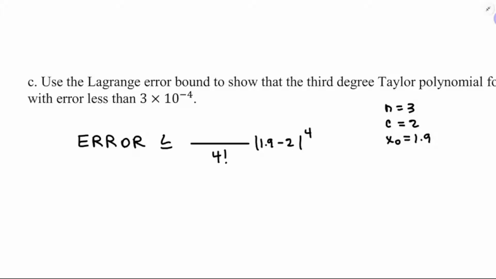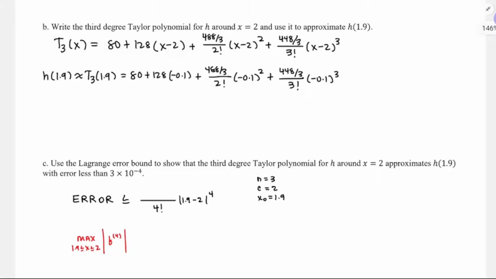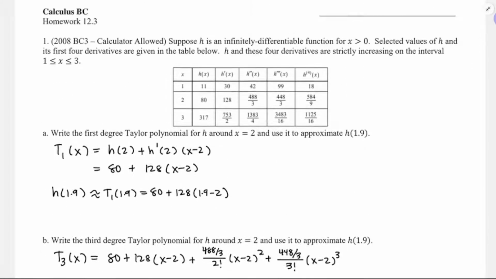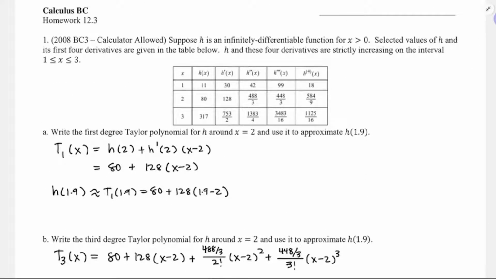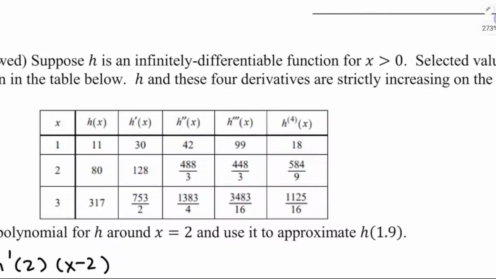And then we need to find up here in the numerator the maximum possible absolute value of the next derivative on the interval between the approximation point and the centering point, which in this case is 1.9 to 2. But I don't really recommend you write that, because if you write it, you have to be right. We're just going to go back to the table and see, on the interval 1.9 to 2, what's the maximum possible value of h's 4th derivative?